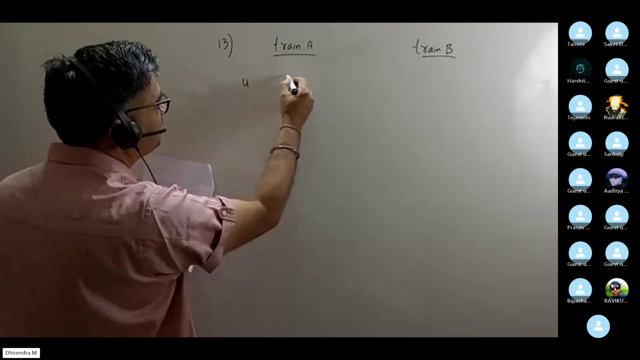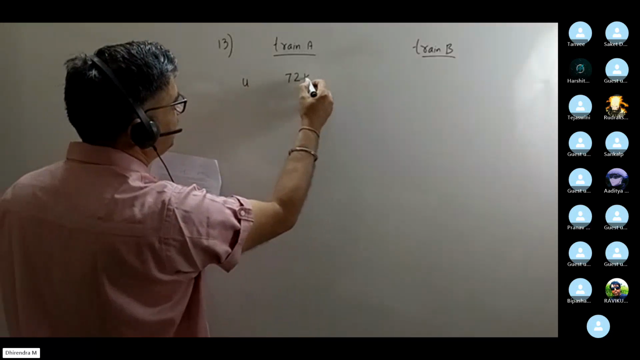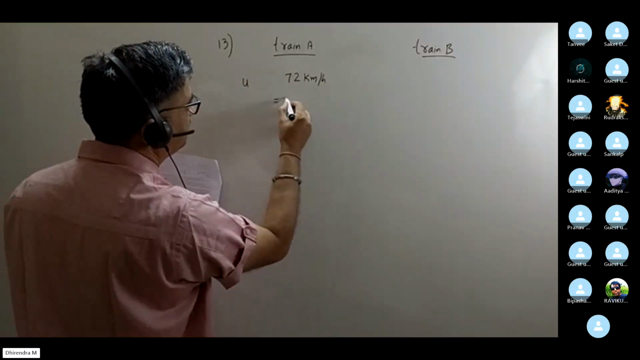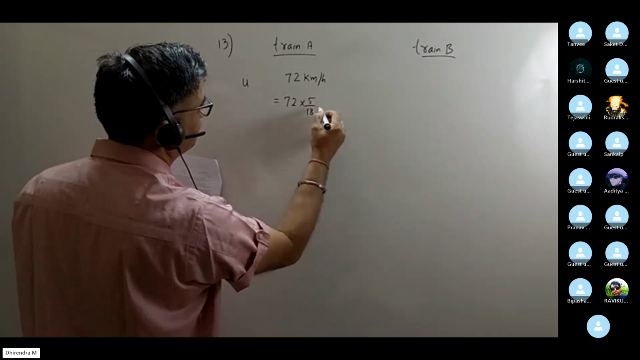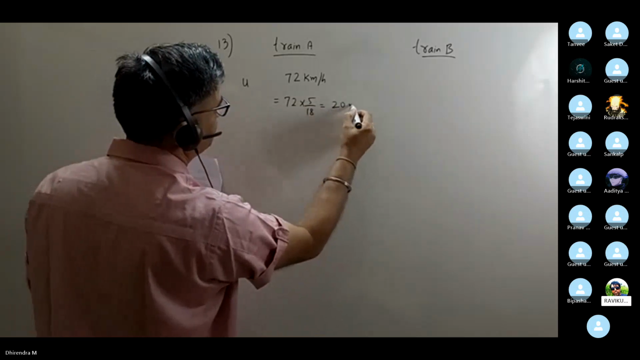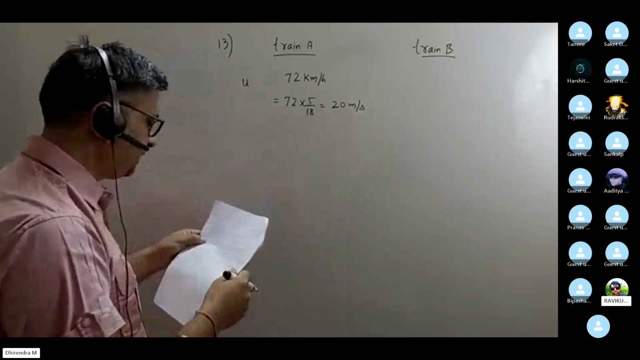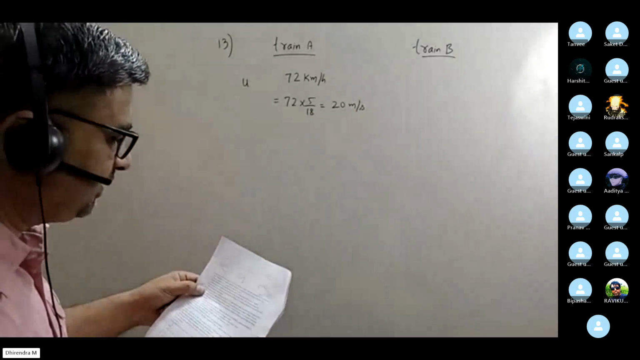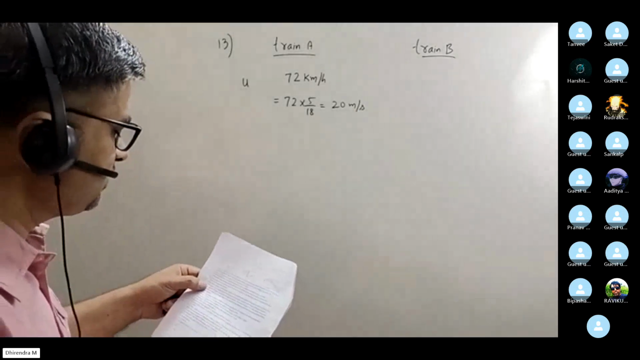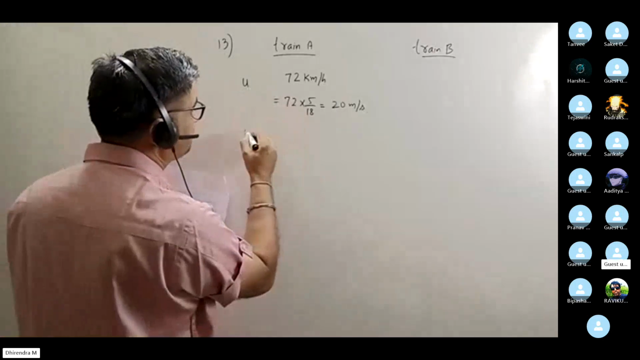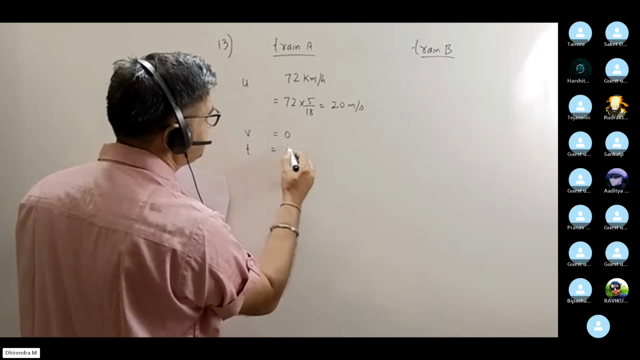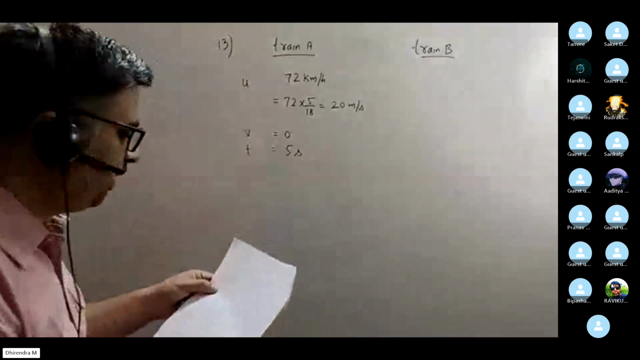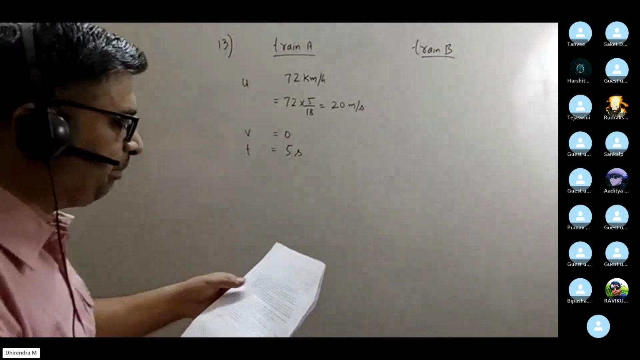Train A is traveling at, so here U, how much is this, folks? 72 kilometers per hour. Can you convert this to meters per second? 20 meters per second, yes. And it retards uniformly. The train stops in 5 seconds, folks. V is equal to 0 and the time that it takes is 5 seconds.